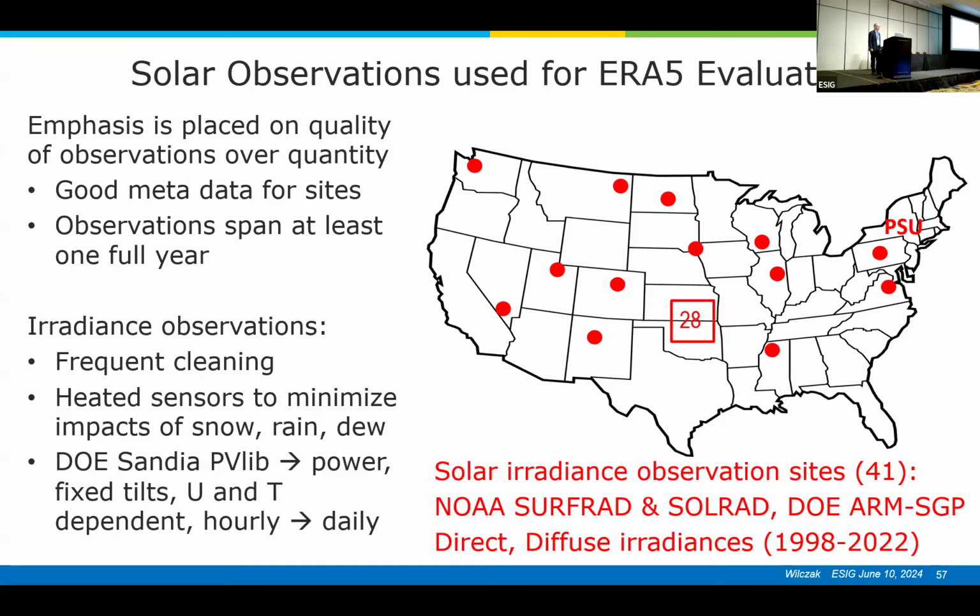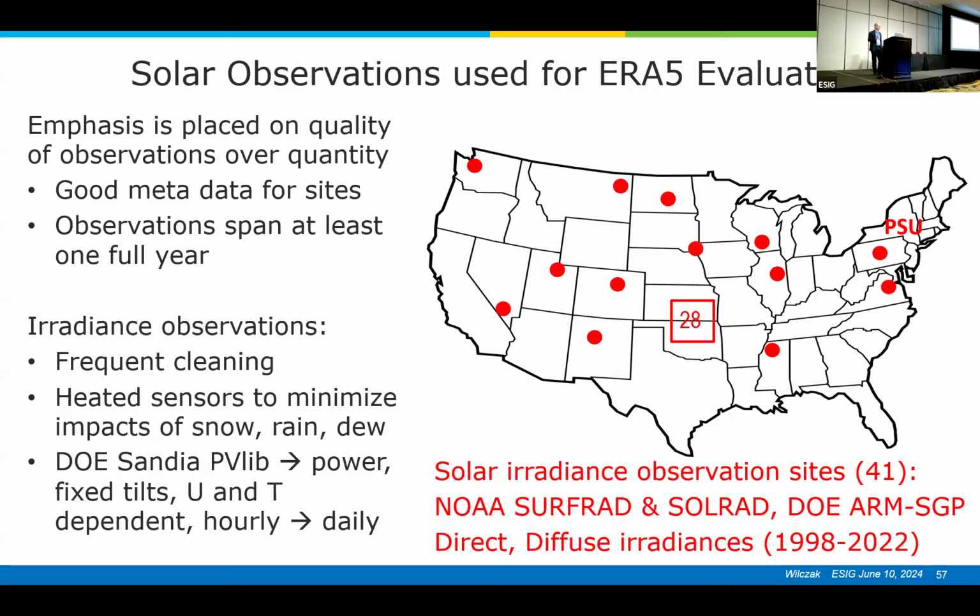So the observations that we use for solar are shown here. The emphasis is placed on the quality of the observations as opposed to the quantity. We require good metadata for each of the sites that we use and observations that span a full year. For solar irradiance, we have 41 observation sites that come from the NOAA SURFRAD and SOLRAD networks, shown as the red dots in this map. There's 13 of those. And then in the red box, there's the DOE ARM SGP facility with 28 sites there.